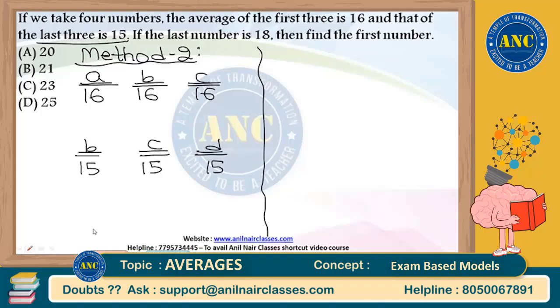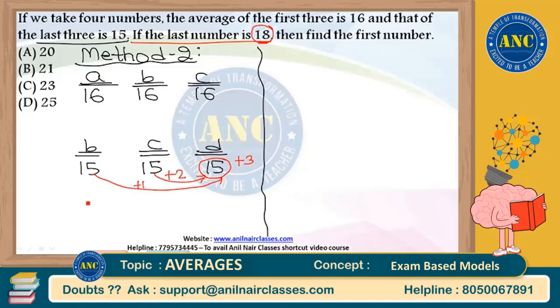Now, what is that they are saying again? Think logically, listen carefully. If the last number is 18, that means D, which I have written here as 15, should be 18 as they say in the question. That means I need 3 more units for D. How can I distribute that 3? Take 2 units from C. Take 1 unit from B.